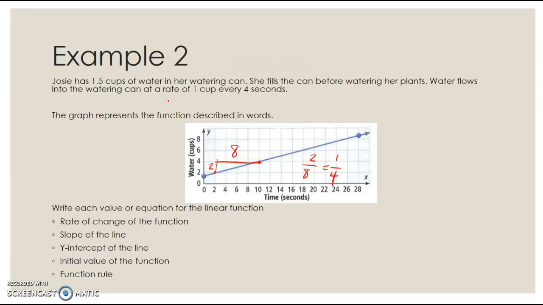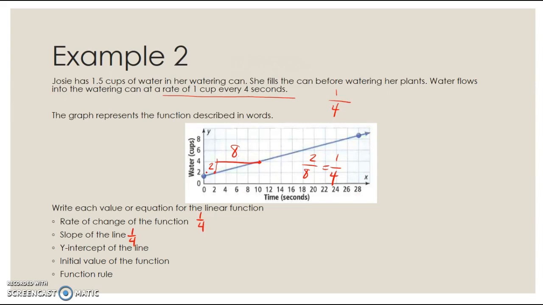and I would have a simplified version of 1/4. I could also look at the paragraph itself and see that it says a rate of 1 cup for every 4 seconds. Seconds are time, which is on x, and cups is my water on y, so I need to do y over x. So 1/4. Notice that both of those got us the same thing. So our rate of change of our function is 1/4. The slope of the line is 1/4.